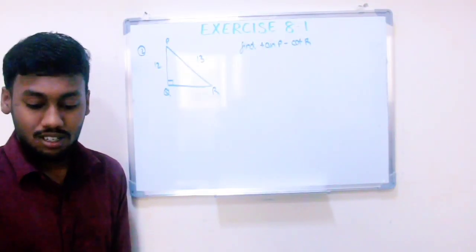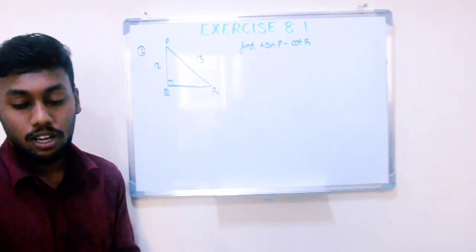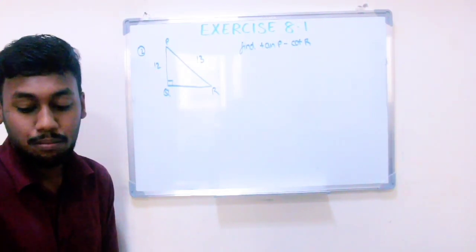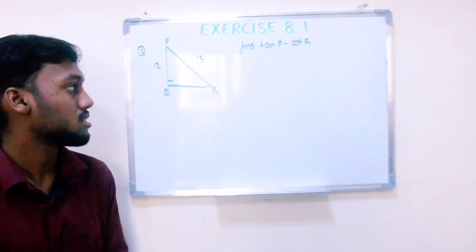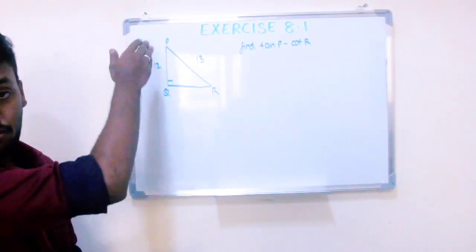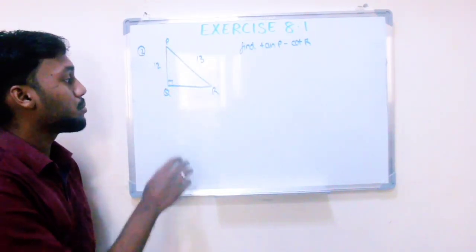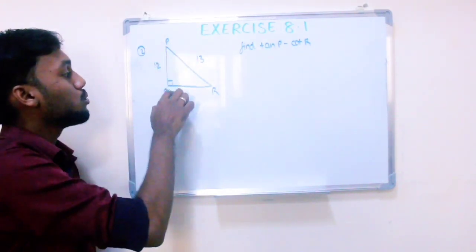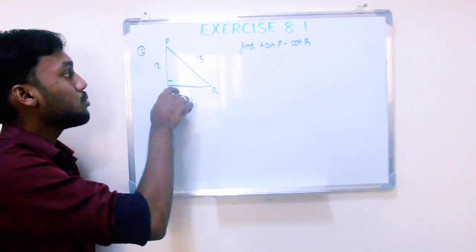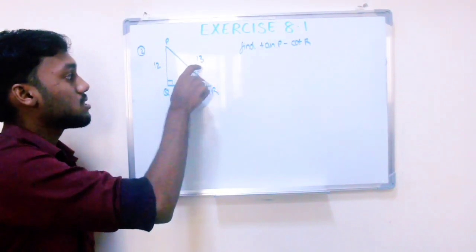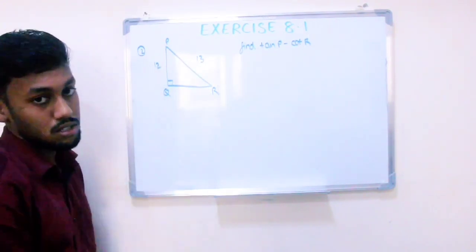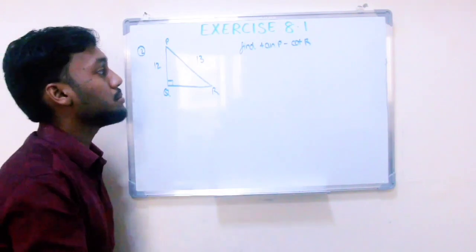Let's go to the second question. So I'll read it out. In figure 8.13, find tan P minus cot R. It's a very simple question. So this is the figure given in the textbook, 8.13, and PQR triangle, which is right angled at Q. PR distance is given as 13 and PQ distance is given as 12. We should find tan P minus cot R.